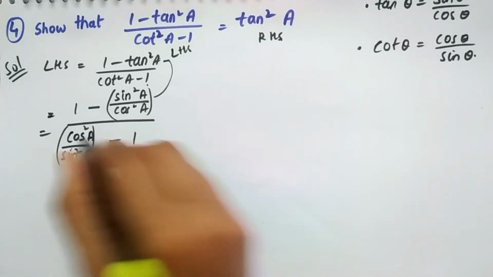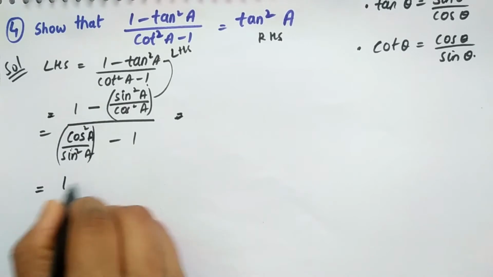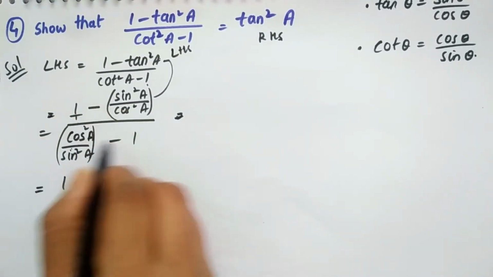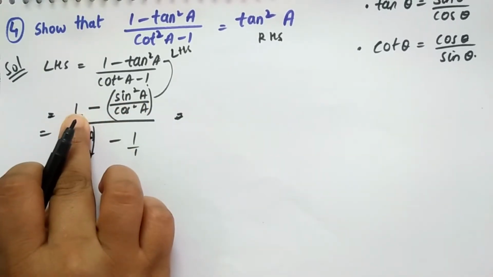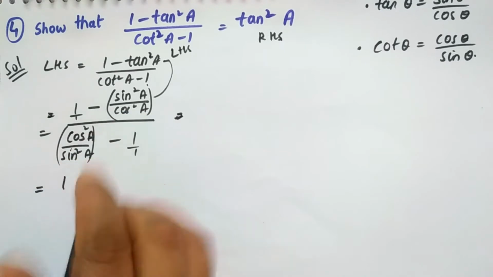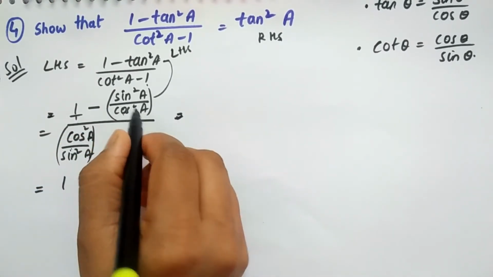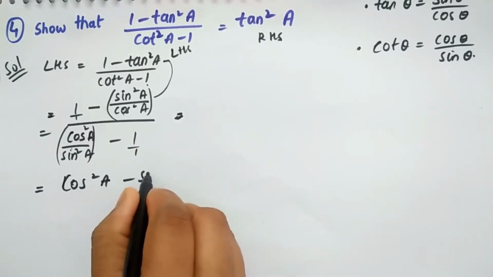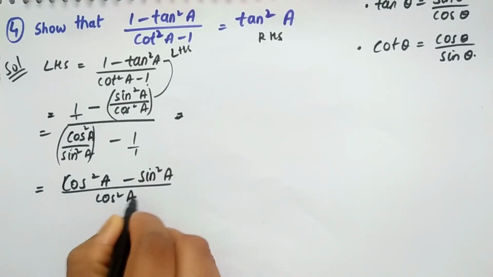Okay, now we just need to simplify it. Very simple, right? So what are we doing here? We are just taking out the LCM. We do have 1 in the denominator, so for the LCM we have to multiply and divide it by cos square a. So cos square a minus sine square a divided by cos square a.